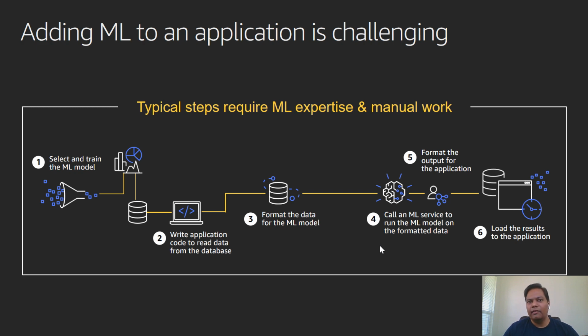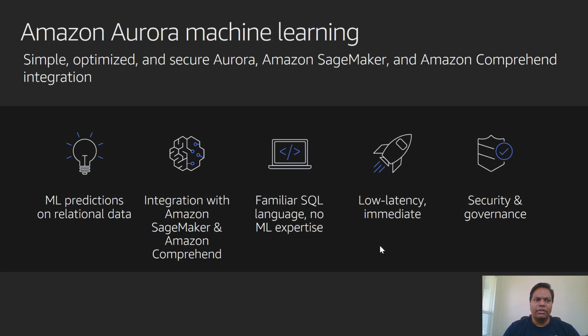And typically it ends up being offline on a data scientist's desktop or laptop because it's hard to do all of the integration together. So the solution to this is Amazon Aurora Machine Learning, which is simple, optimized, and secure, and it integrates with two of our machine learning stack services, which are SageMaker and Comprehend. For today's session, we're going to stick with Comprehend integration, and we're going to talk about sentiment analysis.